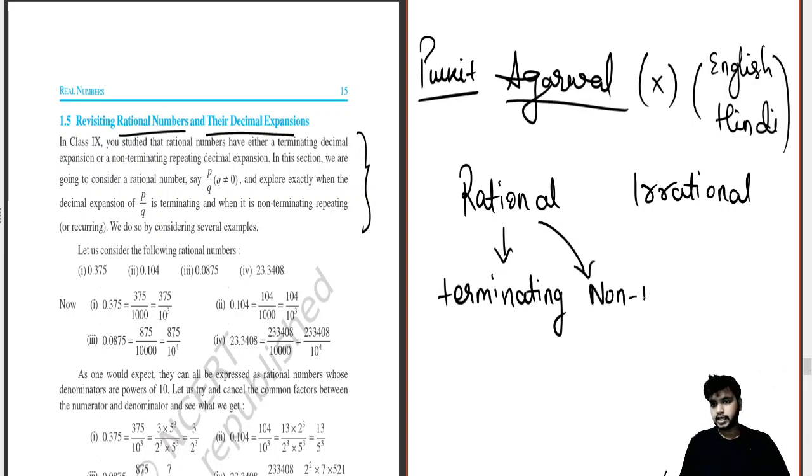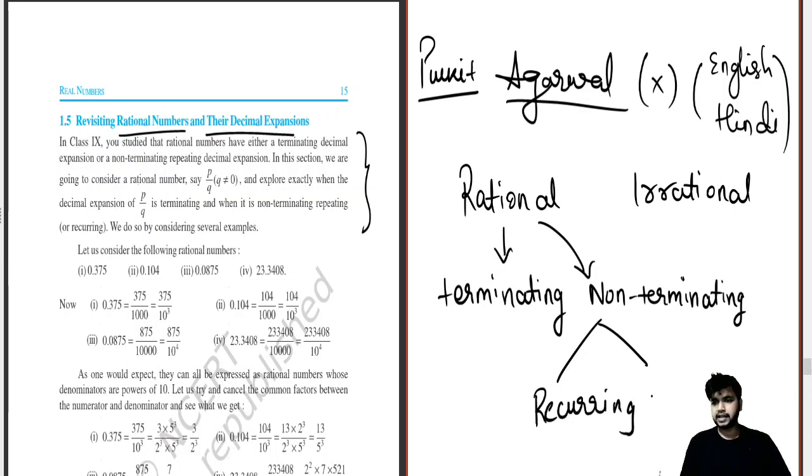non-terminating, many students have been taught that non-terminating numbers are not rational numbers. Many students in my life also, when I was a student, considered that a non-terminating number is not a rational number. But this actually is not the case. Non-terminating has two concepts, that is recurring and non-recurring. This you have to look into.